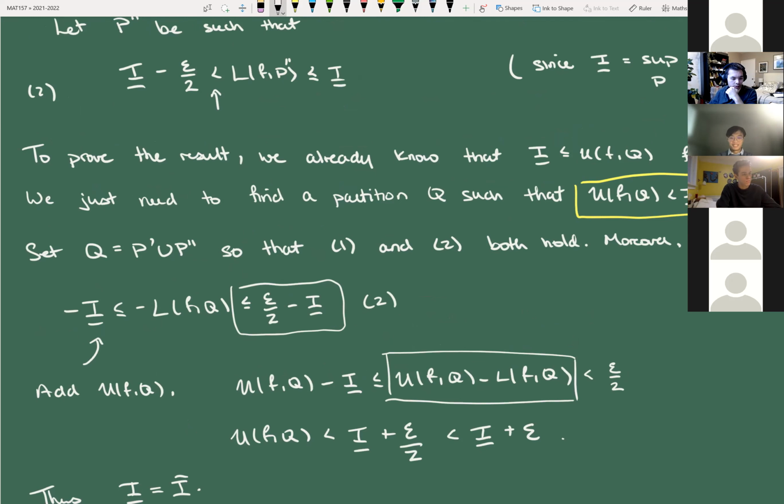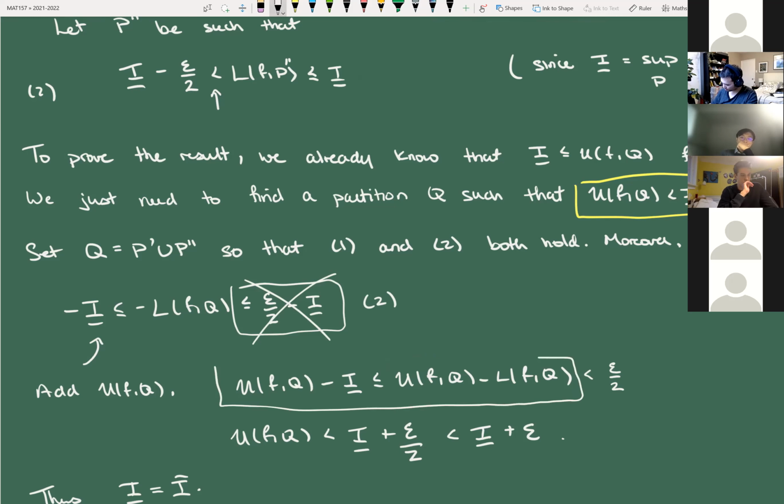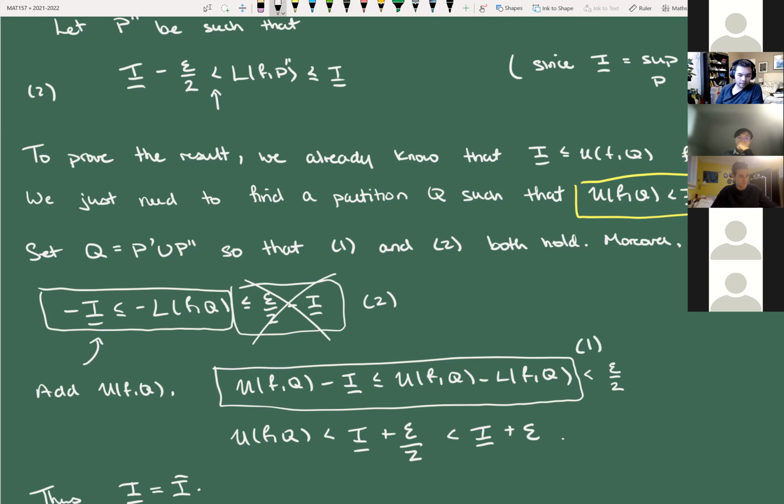Right? When you add UFQ to 2, wouldn't the right-hand side make a difference? Yes, but I'm basically ignoring the right-hand side. So I'm actually not using this. So ignore that. Now add UFQ to both sides. So I get this equation here from this equation here, just by adding UFQ to both sides, because you're allowed to do that. And then here I use equation 1 in order to conclude that that's less than epsilon over 2.